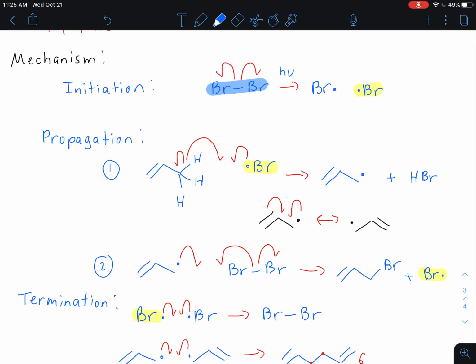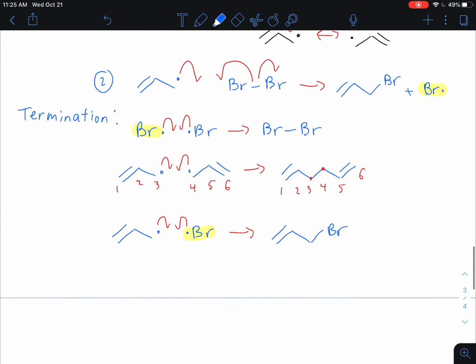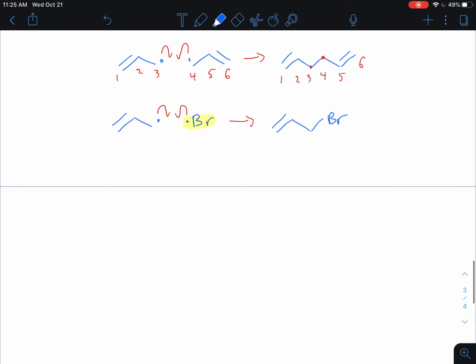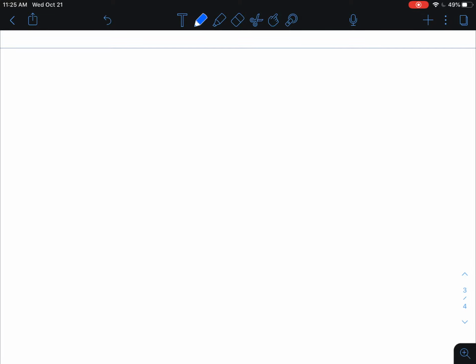Okay, so one more mechanism that fits into this category. This one has some similarities to what we've looked at before. The main differences are that we're going to have a 2-step initiation, and we'll be using HBr as our reactant, not HCl or Br2. This reaction only works with HBr.